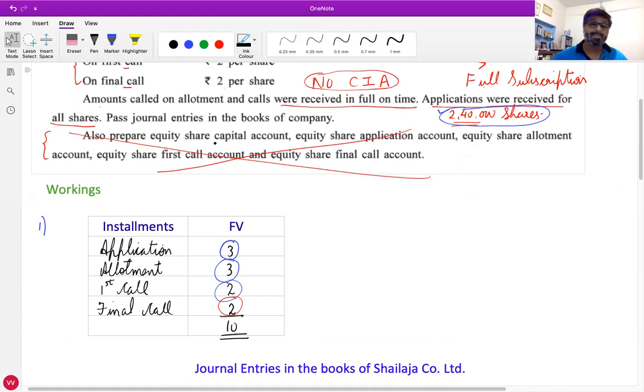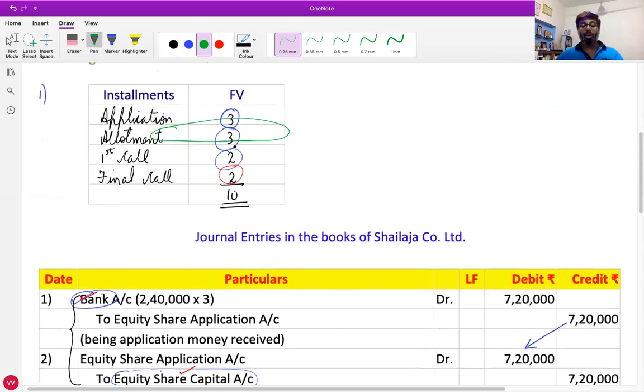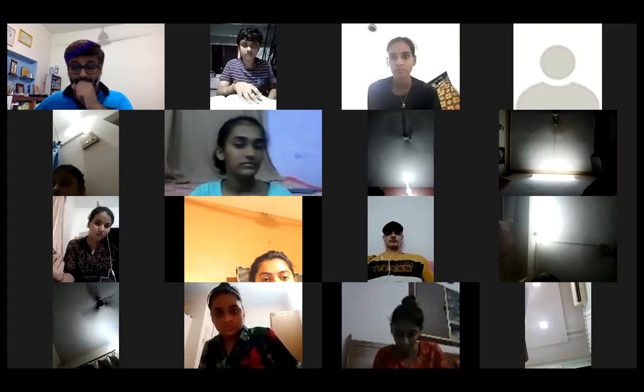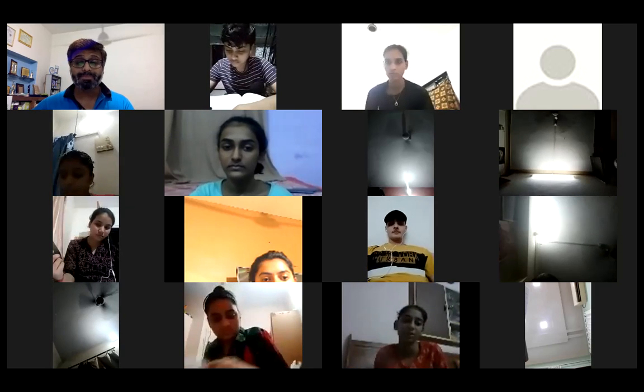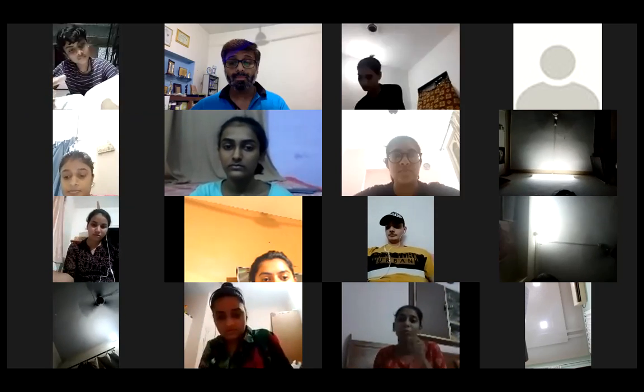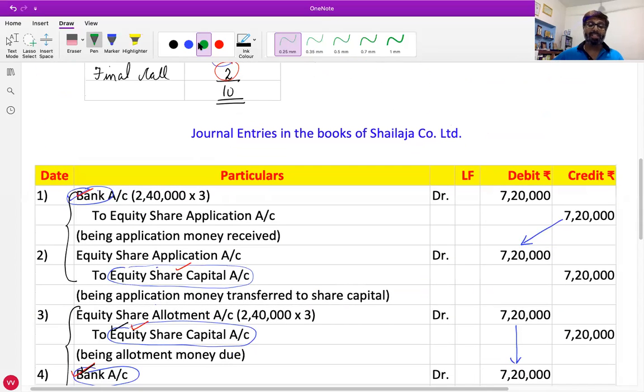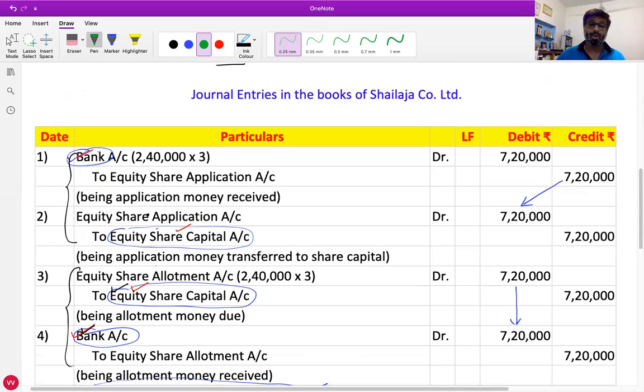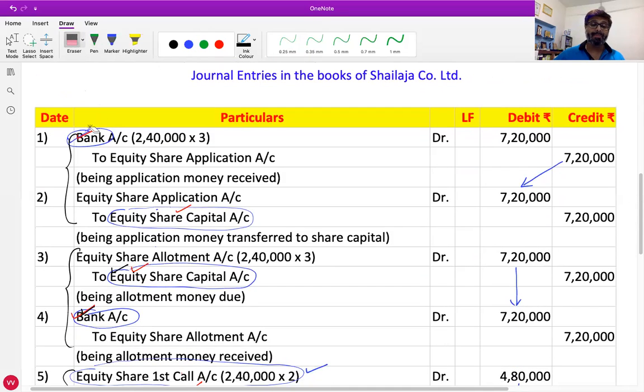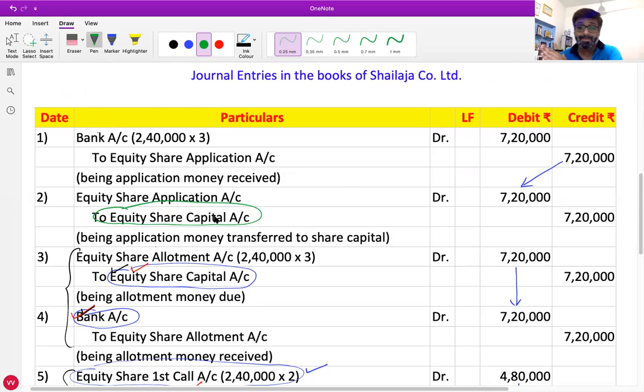Now, see, ledger accounts were asked which we have not made. Which was the first ledger account asked? Equity share capital account. In which entries do you find equity share capital? Not in the first entry. In the second entry, yes. Is equity share capital debited or credited? Credited. So in the ledger account, you'll write equity share capital on the credit side, and the name of the opposite account, by equity share application account, 7,20,000.